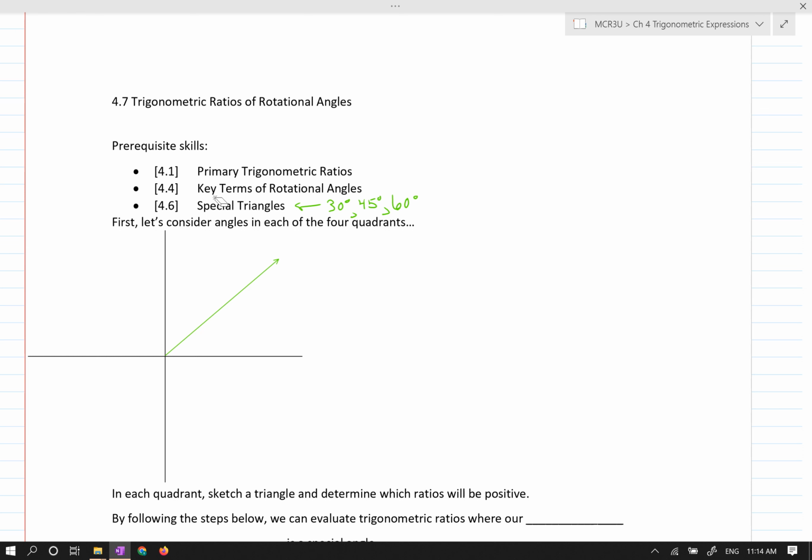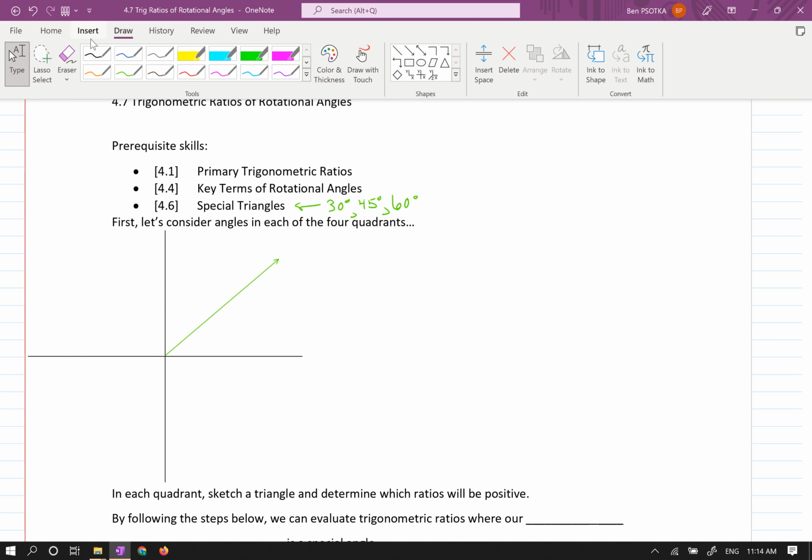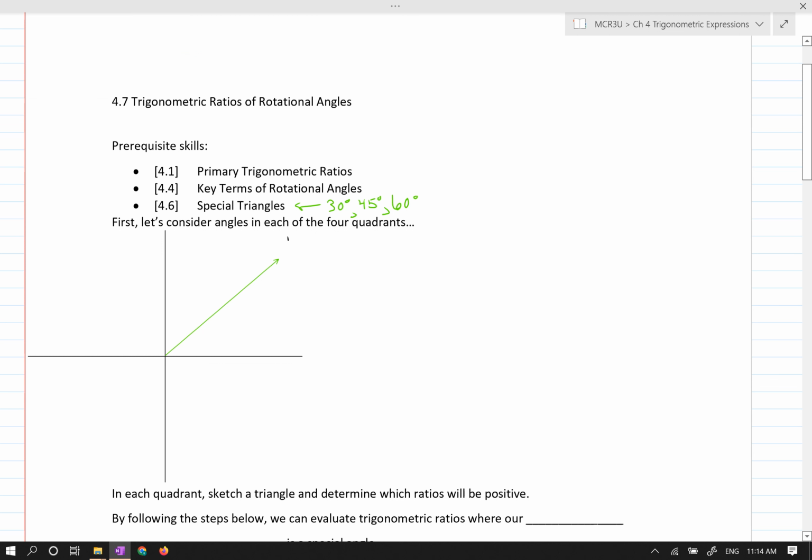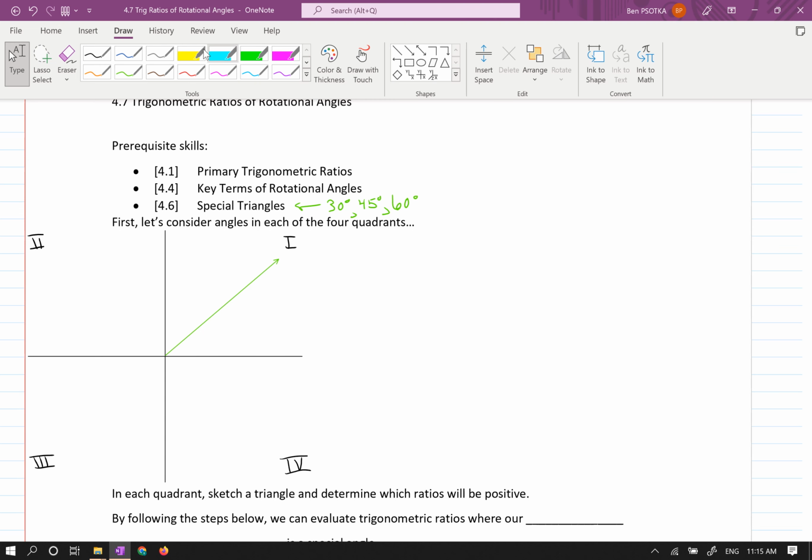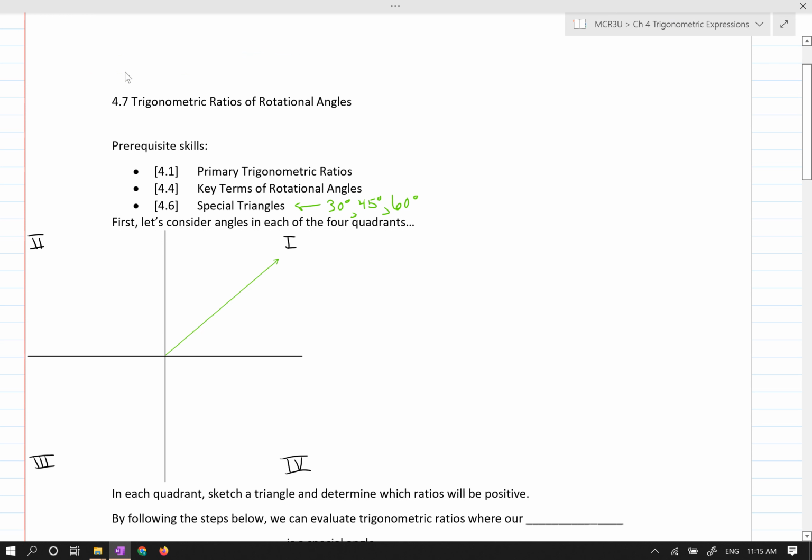Now, let's consider some angles, 4 different angles, one in each quadrant as we work here. Now, we know how to label our quadrants. We're feeling really comfortable with this at this point. Quadrant 1 up here, quadrant 2, quadrant 3, and quadrant 4. We label them counterclockwise.